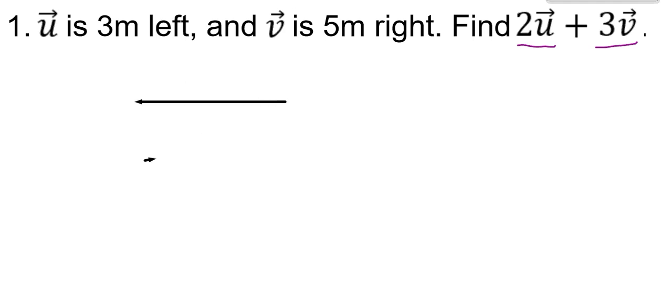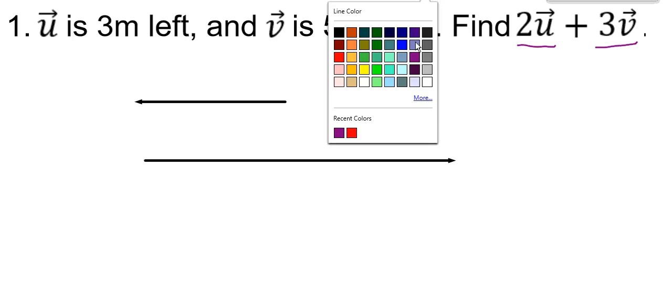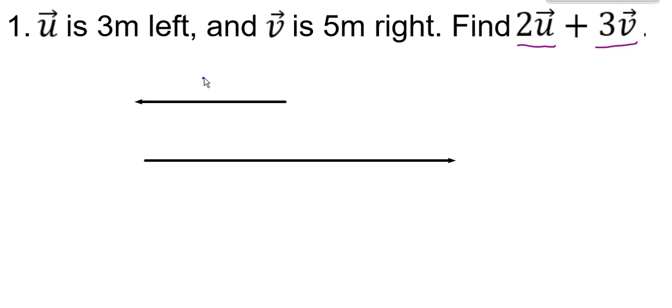So let me just use my tool here to draw a line. And the original magnitudes are, u is originally 3 meters, but of course we've multiplied it by 2. So it's actually 6 meters to the left. So this is 6 meters to the left. And 3v, well, v is originally 5 meters, so it's actually 15 meters to the right.